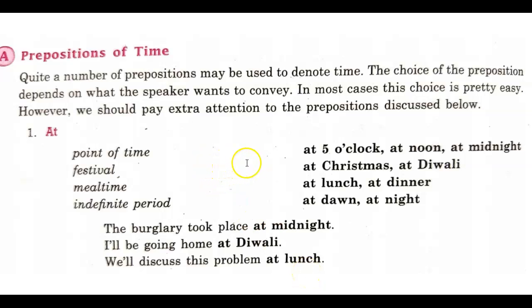At, when do we use at? Point of time, when it is a particular point of time, when it is a festival or a meal time, or an indefinite period, that is dawn or night or evening. These are indefinite periods because they keep on coming, they never end.